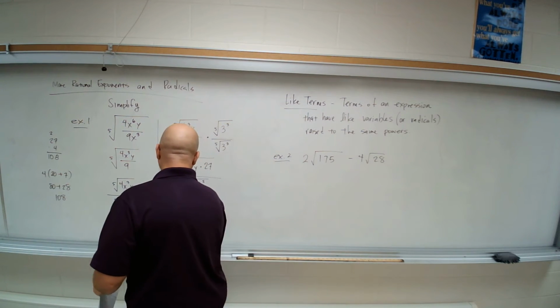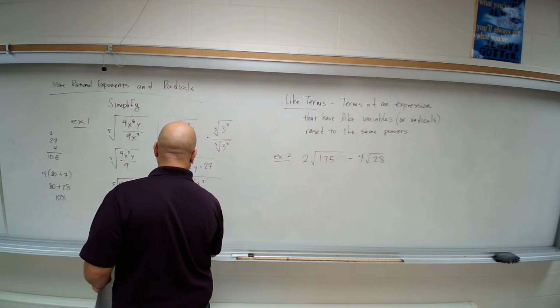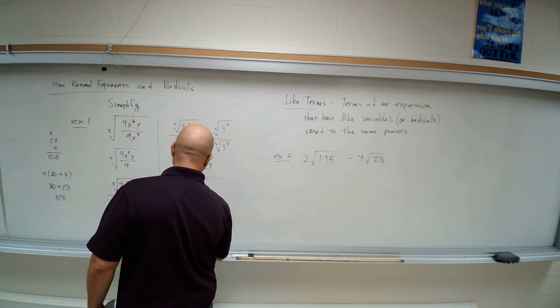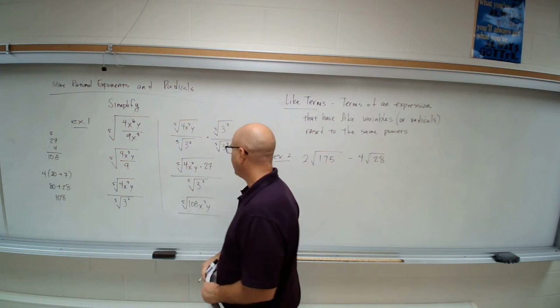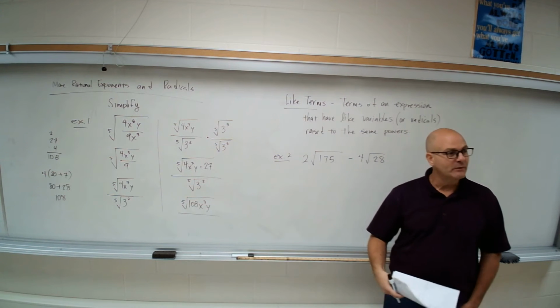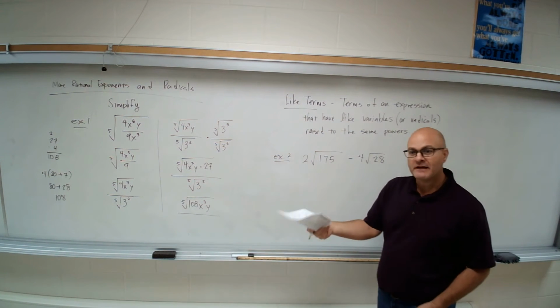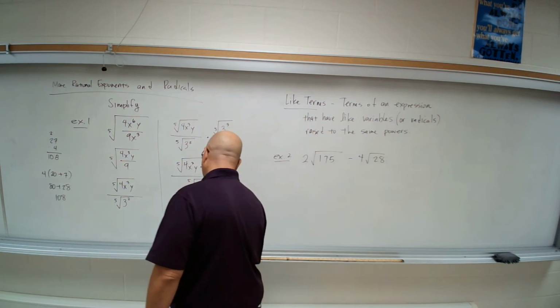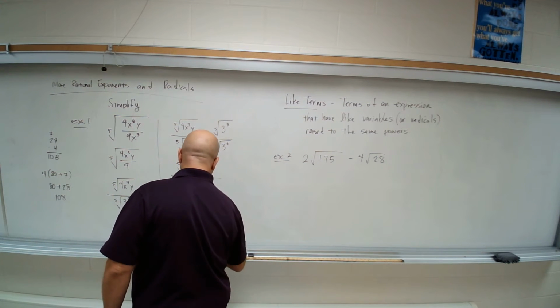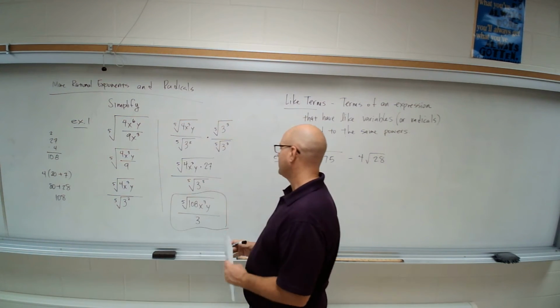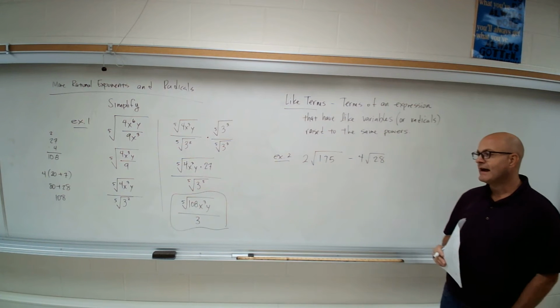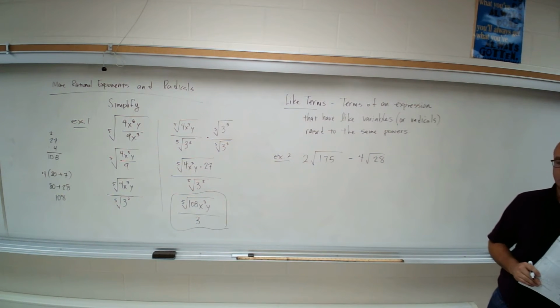So up top, we'll have the fifth root of 108 x cubed y. Then on the bottom, which is what we needed to do, we have the fifth root of 3 to the fifth. The root and the power cancel, so that'll be over 3. So there we get the fifth root of 108 x cubed y over 3.